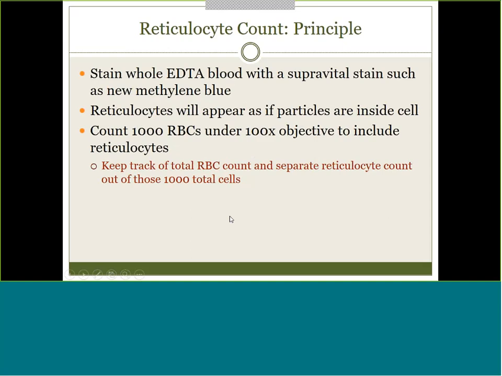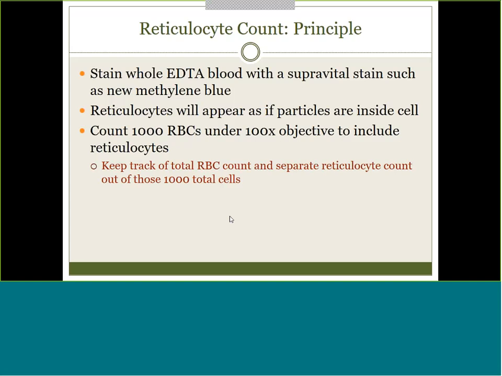You will do this in lab at some point this quarter, but instead of using the normal white stain, we can actually use a supravital stain. One of the supravital stains that we use in lab is new methylene blue. We stain your sample with new methylene blue, and that supravital stain is targeting the RNA left over in the reticulocytes. When you look at it under the microscope, those reticulocytes will look speckled because that RNA has really picked up inside there. And so we're counting the number of reticulocytes that we see in that smear.